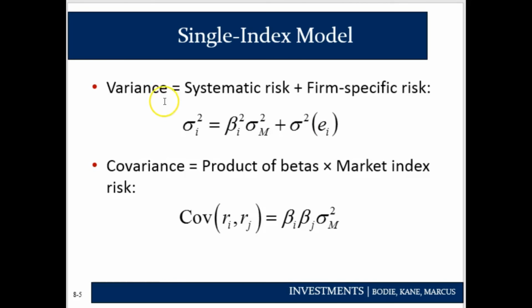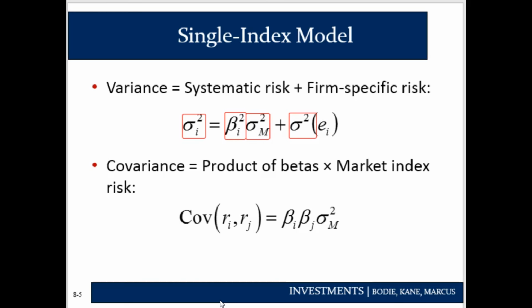Next, let's look at the variance component. The variance of asset I is equal to beta squared sub I times the variance of the overall marketplace, plus the variance of some firm-specific component of I.